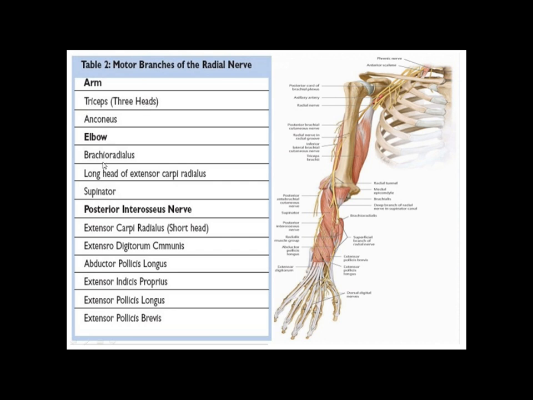In the elbow, an important one is brachioradialis. And in the forearm, the motor supply is given by a branch known as the posterior interosseous nerve. So it actually supplies the extensor muscles of the forearm. It extends the wrist, and also it helps the extension of the fingers. So whenever you have damage to the radial nerve, the extensor muscles' action will be weak, or the extensor muscles will be paralyzed. Then your wrist will no longer be able to be extended, so you'll have a wrist drop.